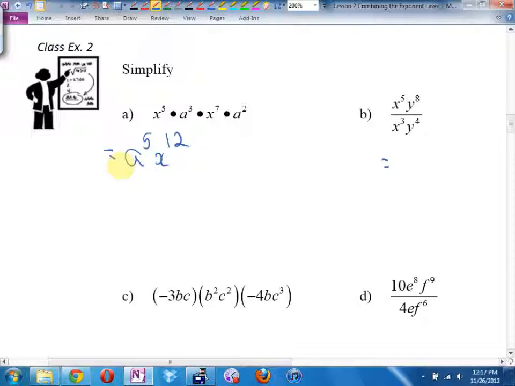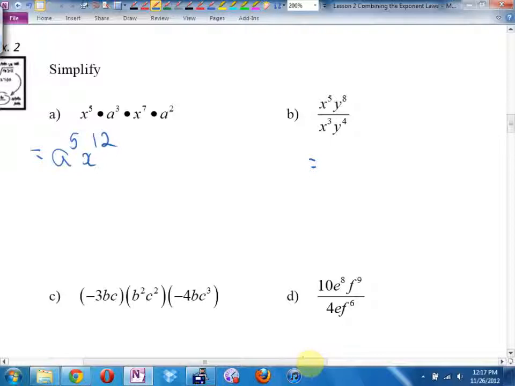B. Are there any powers to a power? No. How many X's on top? How many X's left and where? And how many Y's left and where?